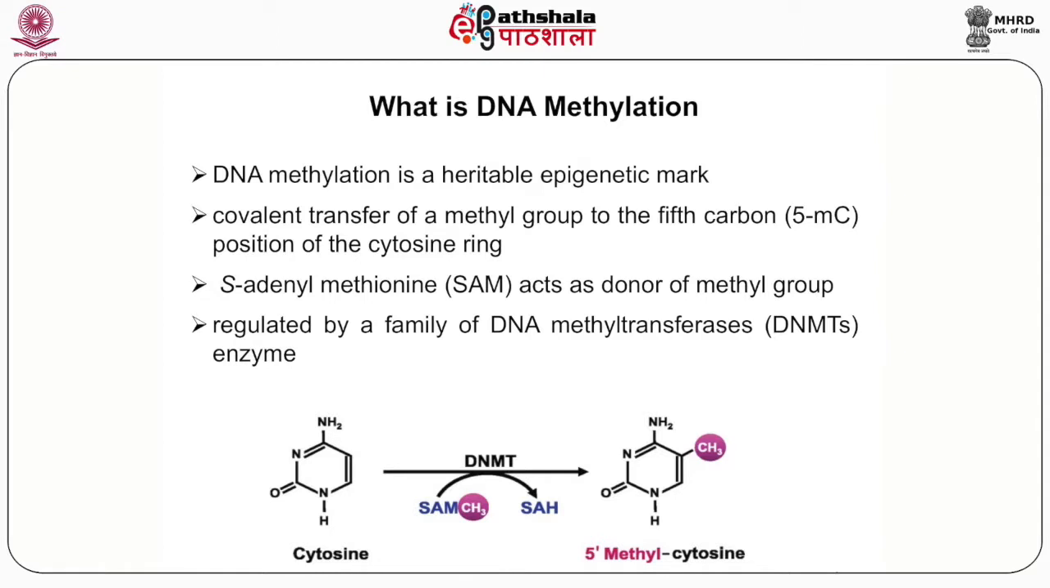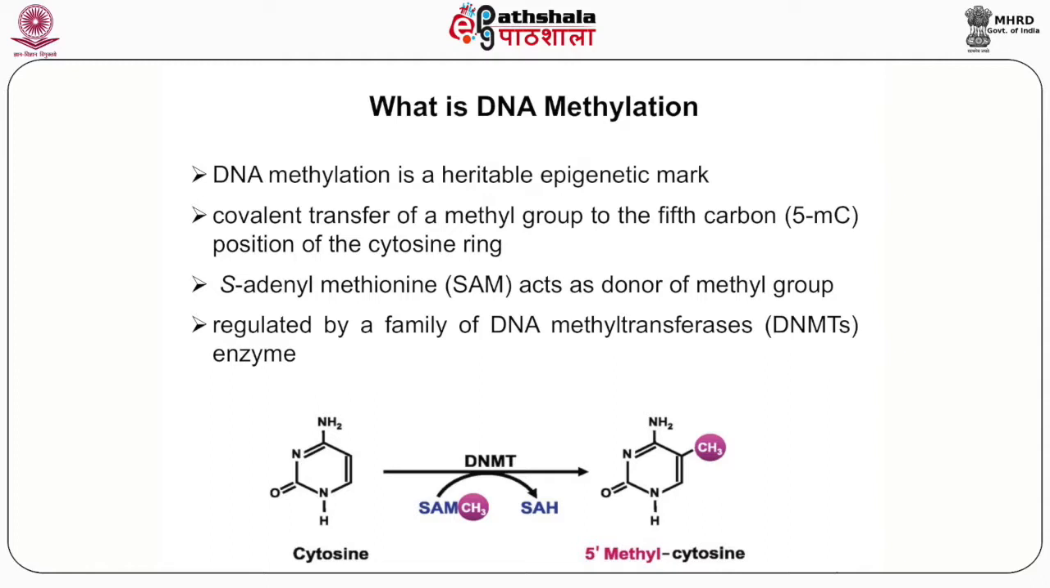So, what is DNA methylation? DNA methylation is a heritable epigenetic mark involving the covalent transfer of a methyl group to the fifth carbon position of the cytosine ring of CpG dinucleotides of DNA from S-adenosyl methionine (SAM) by the enzymes DNA methyltransferases, called DNMTs, as shown in this figure.